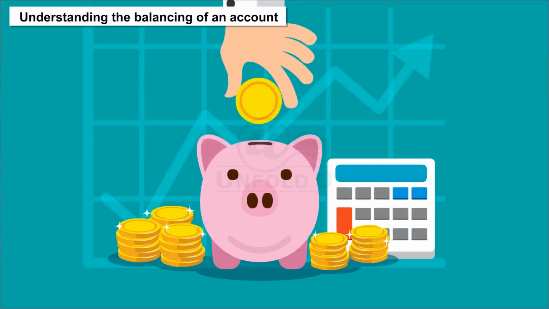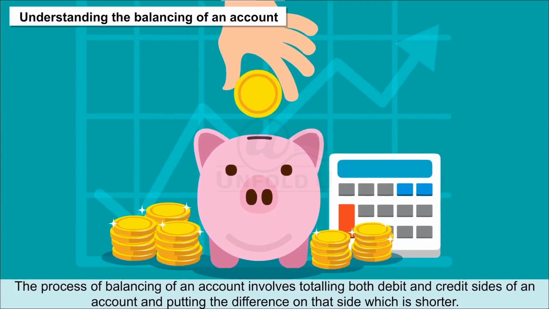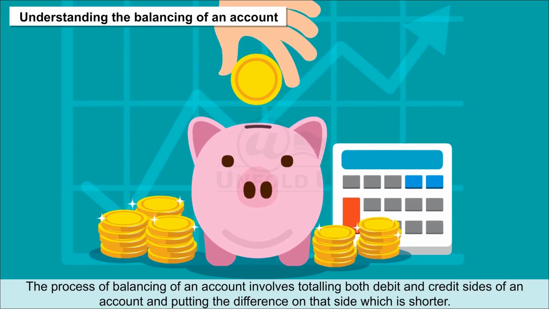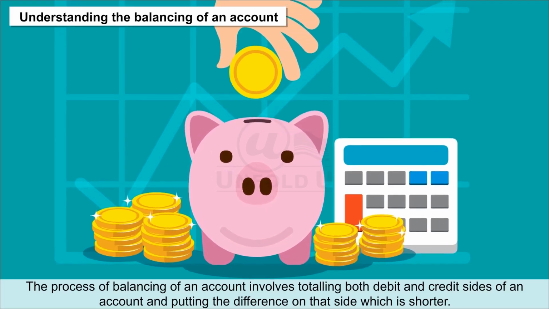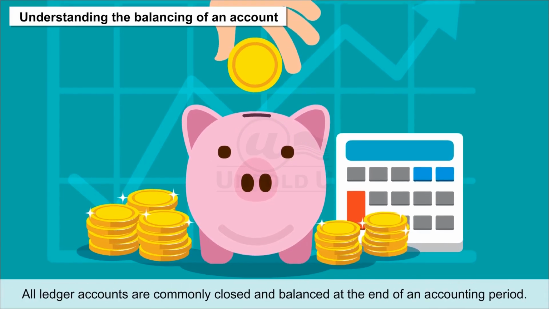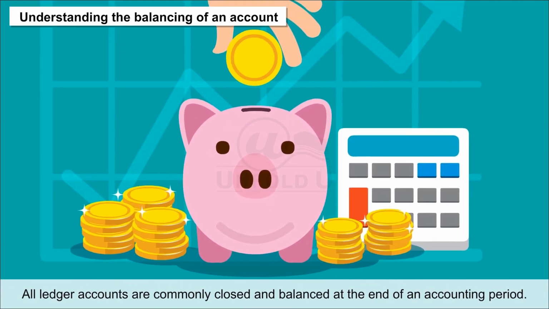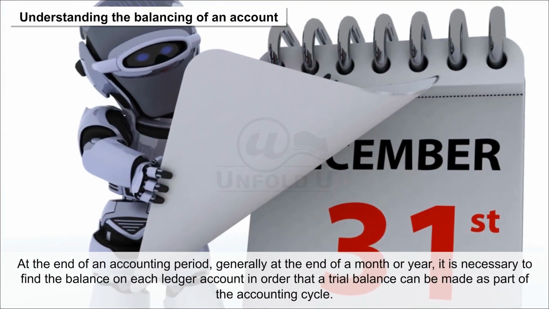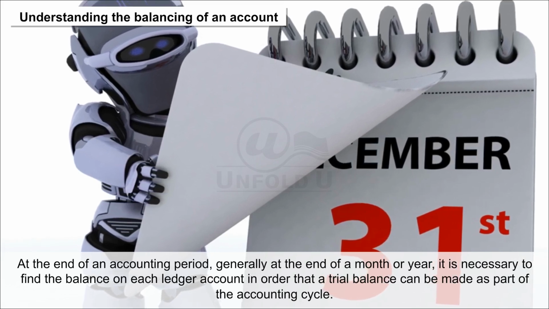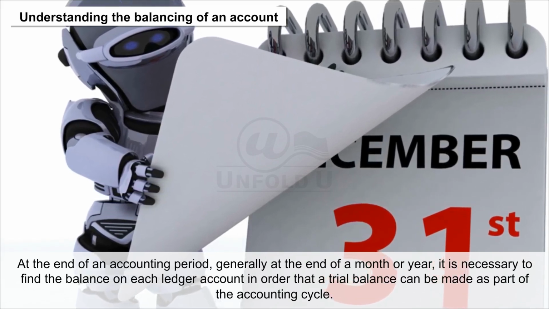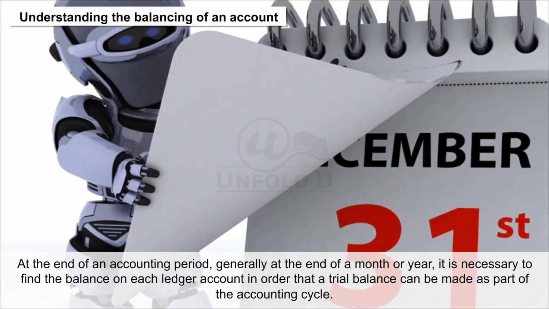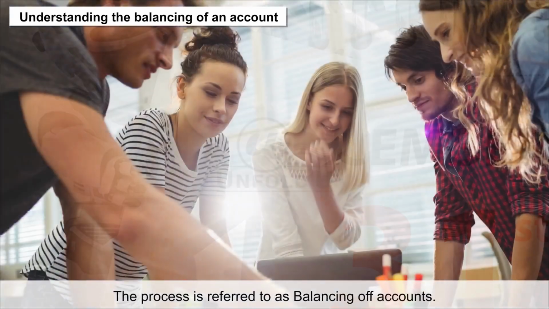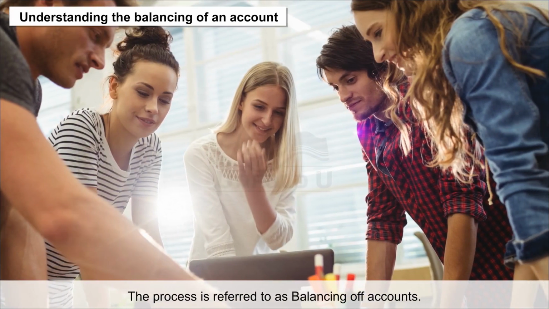Understanding the balancing of an account. Balancing of an account is to total both debit and credit sides of an account and put the difference on that side which is shorter. All ledger accounts are usually closed and balanced at the end of an accounting period. Generally, at the end of a month or year, it is necessary to find the balance on each ledger account in order that a trial balance can be made as part of the accounting cycle. The process is referred to as balancing of accounts.